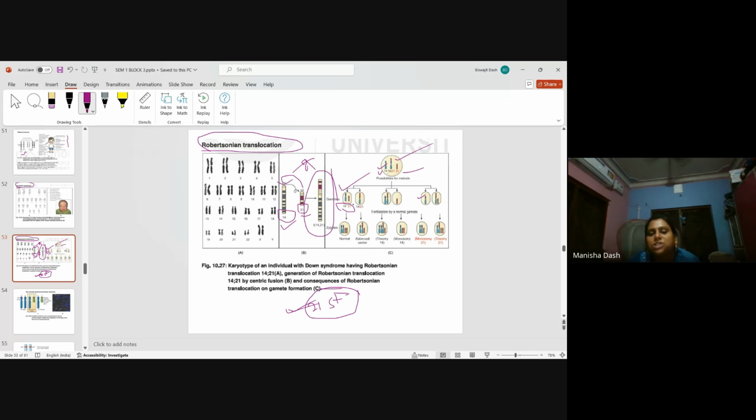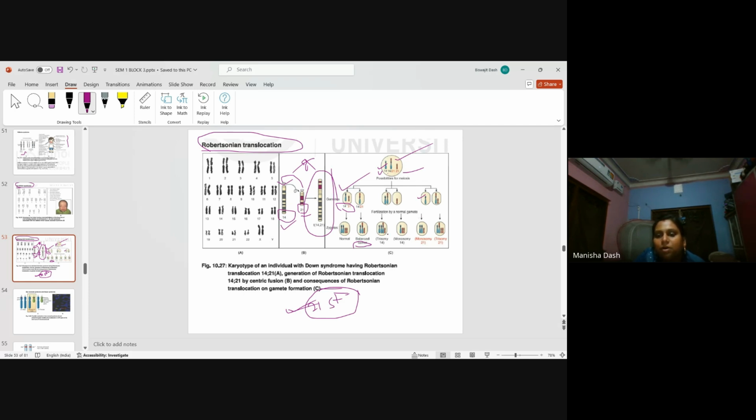Now, when such gametes fuse with the normal gametes, what will be the consequences in the zygote? The first combination is absolutely normal, because it will have 2 copies of the 14 and 21 chromosome, and when this fuses with a normal gamete, it will also be phenotypically normal, but again it is a balanced carrier because it still carries this fused, or we can say hybrid, chromosome.